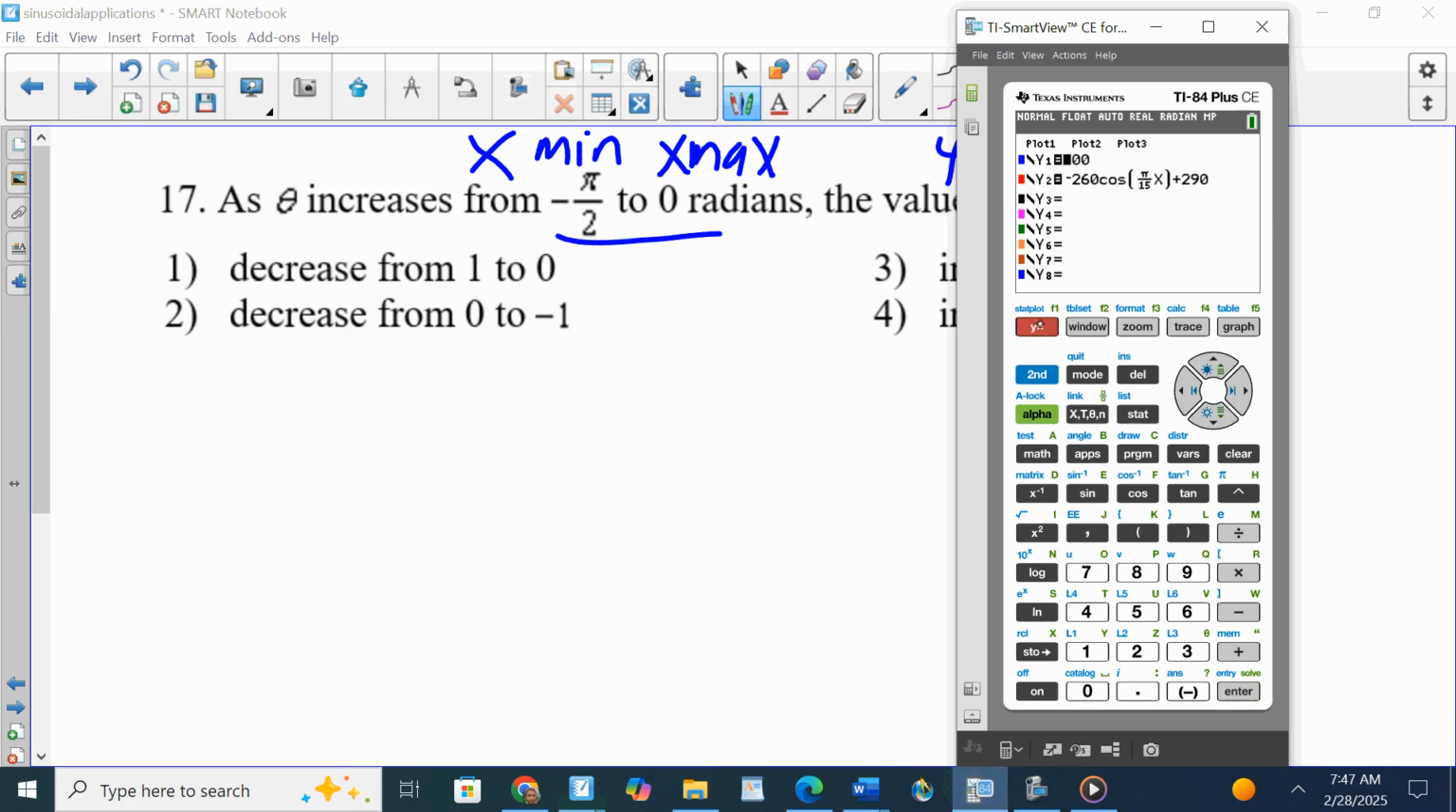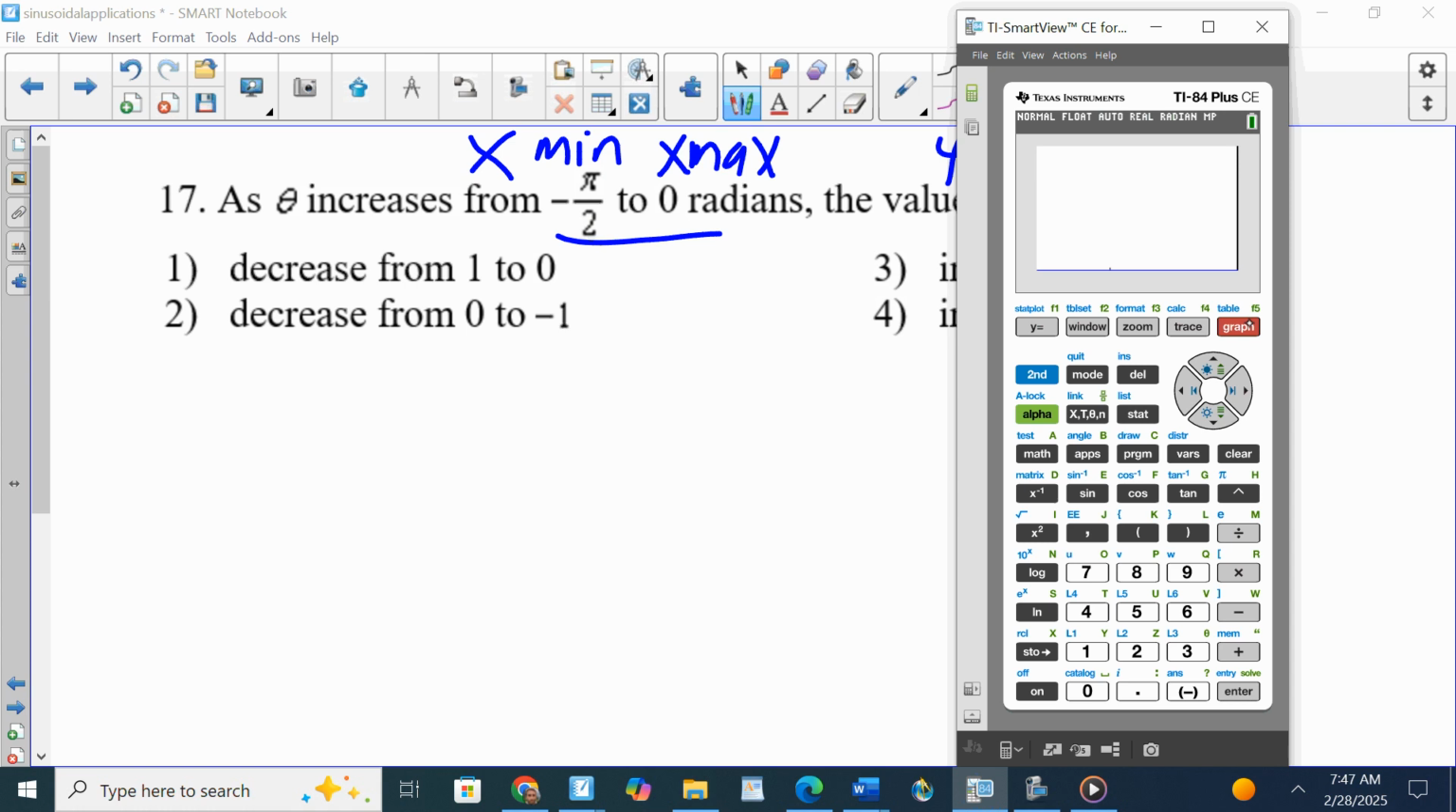Y equals cosine x. I'm going to go to my window because I want to see the graph from negative pi over 2 to 0. Alpha x isn't working here for whatever reason, so we're just going to hit negative pi divided by 2. And I want my x max to be 0. Whatever I want to see the graph between, that's my x min and x max. That's it. I hit graph.